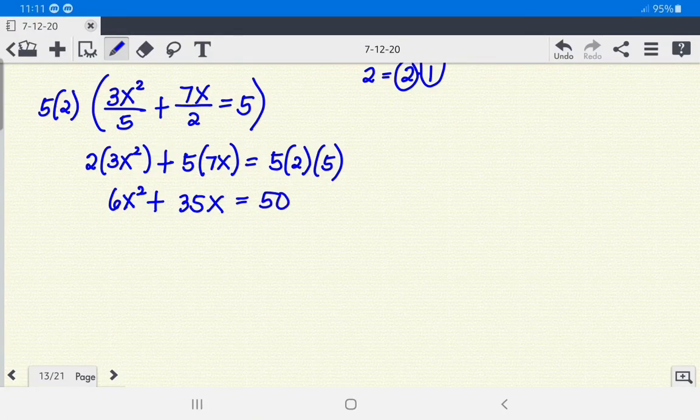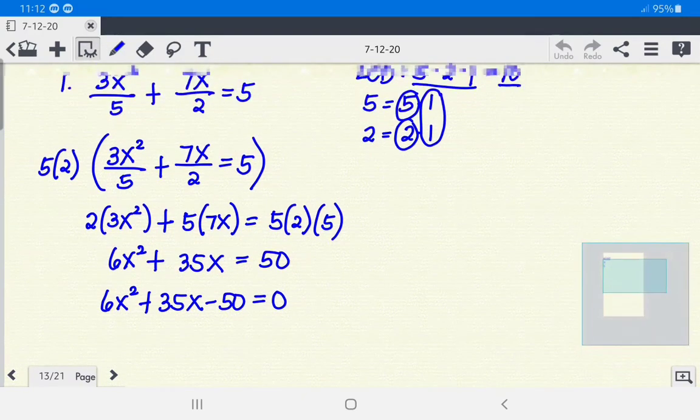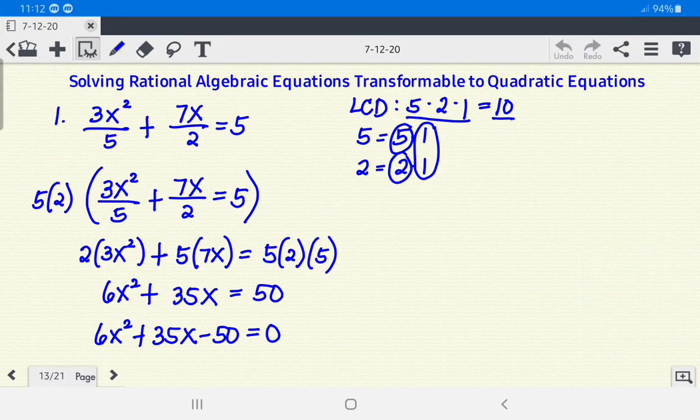Then, write this resulting equation in standard form. So we have 6x squared plus 35x. Then you transpose 50 to the left side. Just don't forget to change the sign from positive to negative 50. Or make use of the subtraction property of equality: subtract both sides by 50. So we now have 6x squared plus 35x minus 50 equals 0.